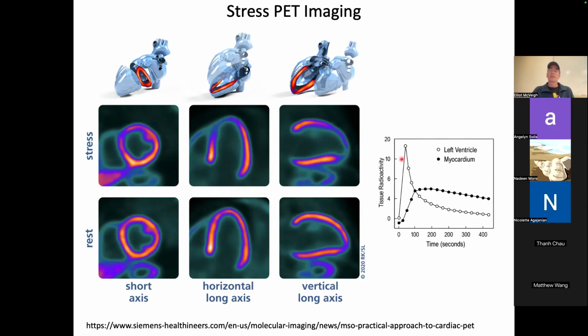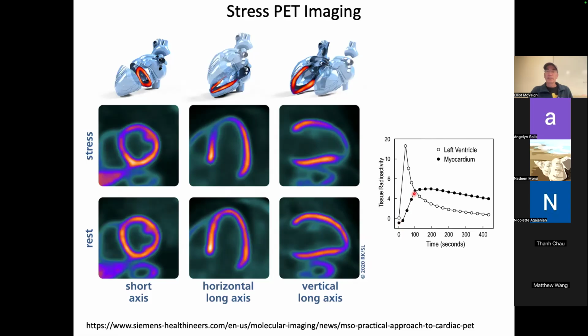It's very important to know this input function in order to solve for the underlying actual absolute estimate of flow per gram per minute, right? We have to know what the input function is. Otherwise, we just get relative values of flow, which we saw in SPECT.